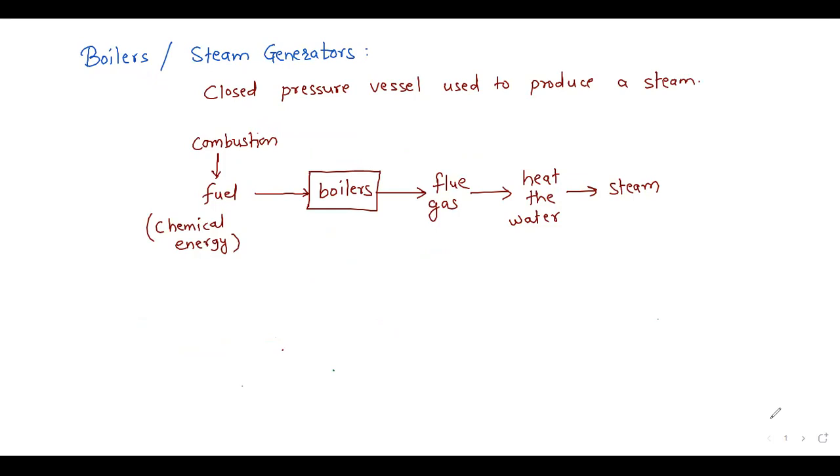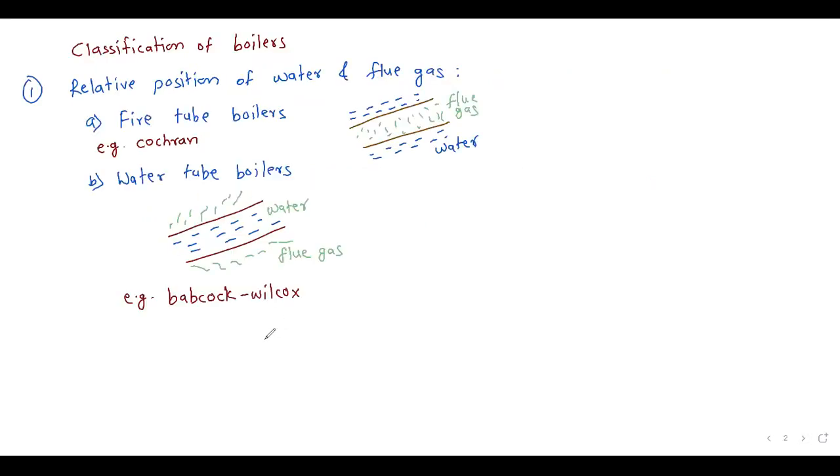I have tried to give all the important points regarding boilers. What are boilers? How does the process take place inside the boilers? Classification is important, and the difference between water tube and fire tube boiler. And again, I am telling you, please remember the examples. In the exam you can expect such type of question.